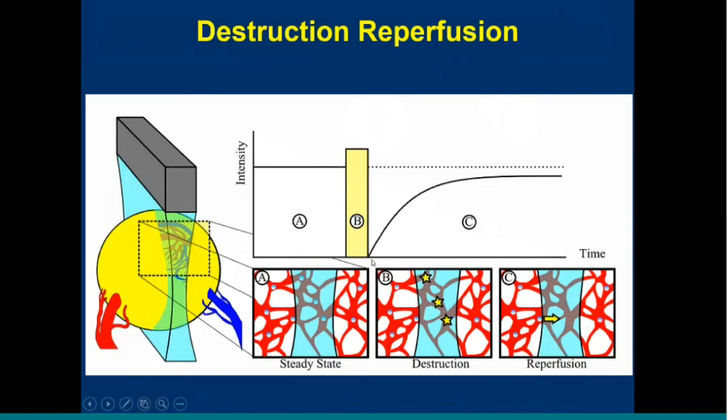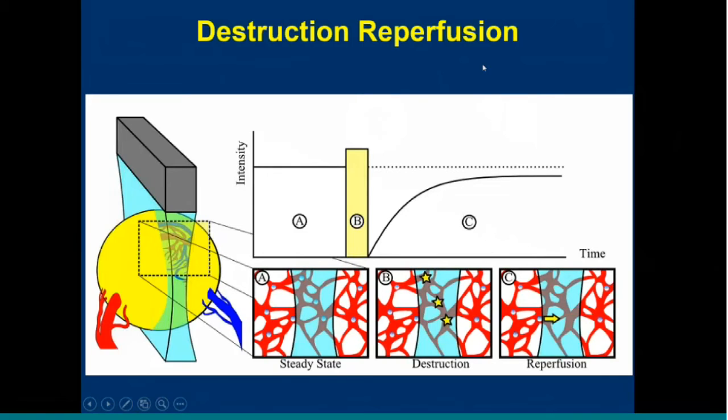We then continue scanning and allow the bubbles to reperfuse back into this imaging plane, and this produces what's drawn here as a monoexponential. It's almost a monoexponential curve. It's actually a bit closer to a sigmoidal curve, but it's to your discretion as to which indicator dilution model you want to fit to it.